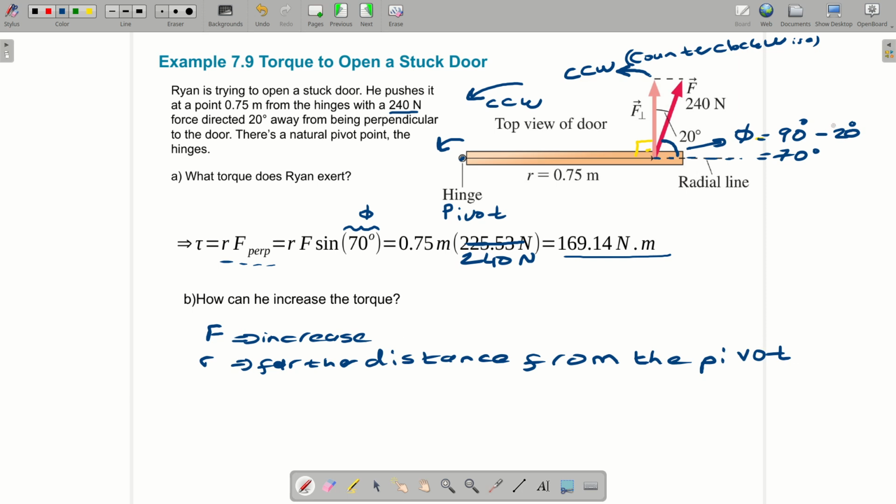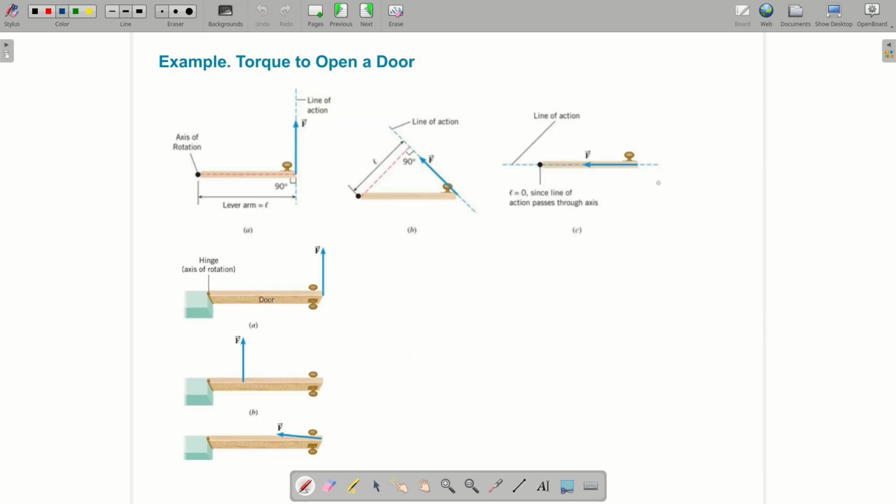And what else can I do? I can actually apply my force perpendicular, so I can increase the angle phi towards 90 degrees. So apply F at 90 degrees, right? I can apply the same force at 90 degrees and it would give me the maximum torque. Then not only a component of F, but all of F would be working on the torque. So that's the idea of torque.